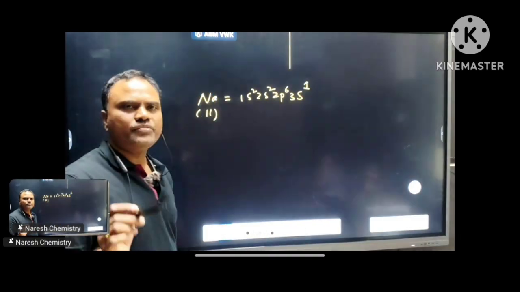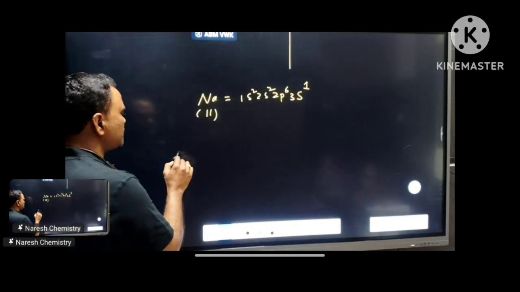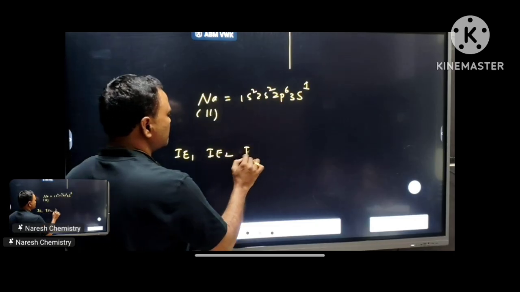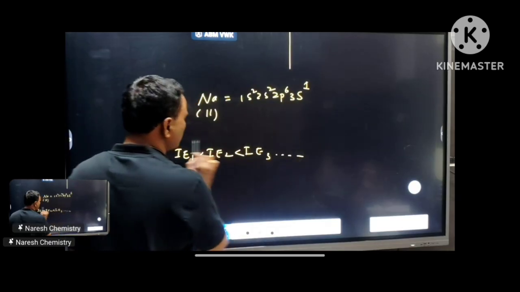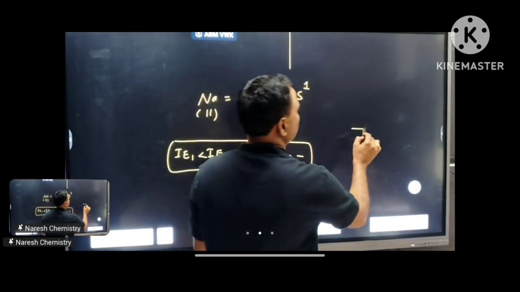3s1. See, in the periodic table, we learn like this. If we have three successive ionization energies, for example IE1, IE2, IE3, then the relation between them is like this: IE1 is less than IE2 is less than IE3, and so on. What is the meaning of this? All of you look at this.